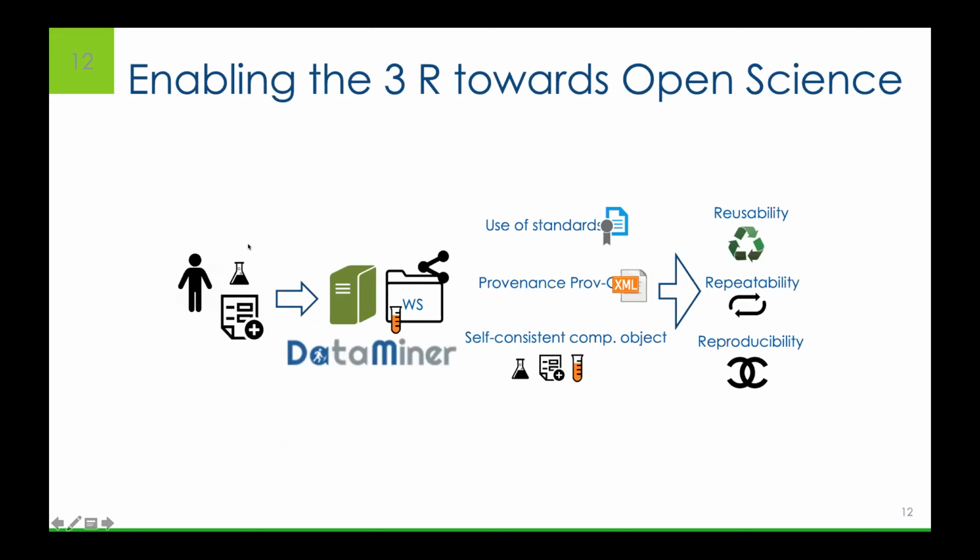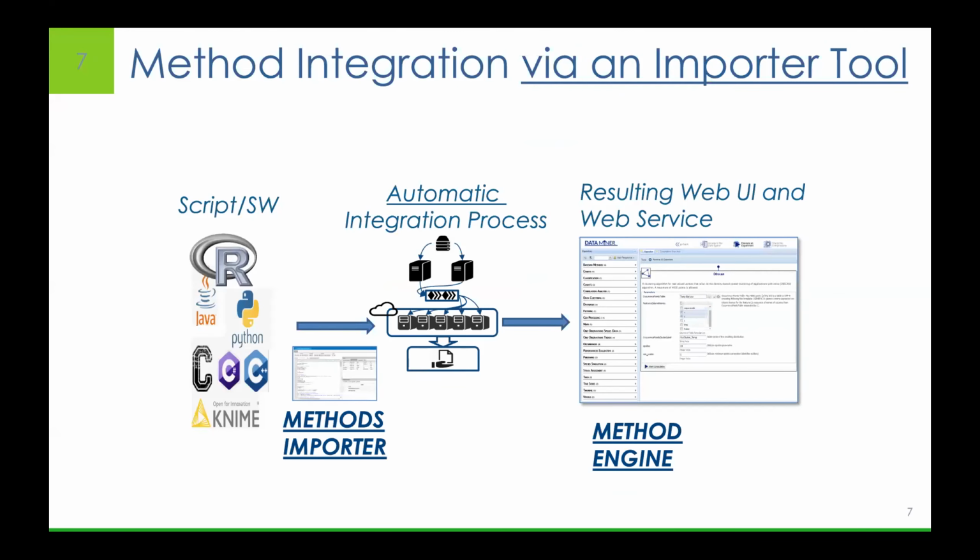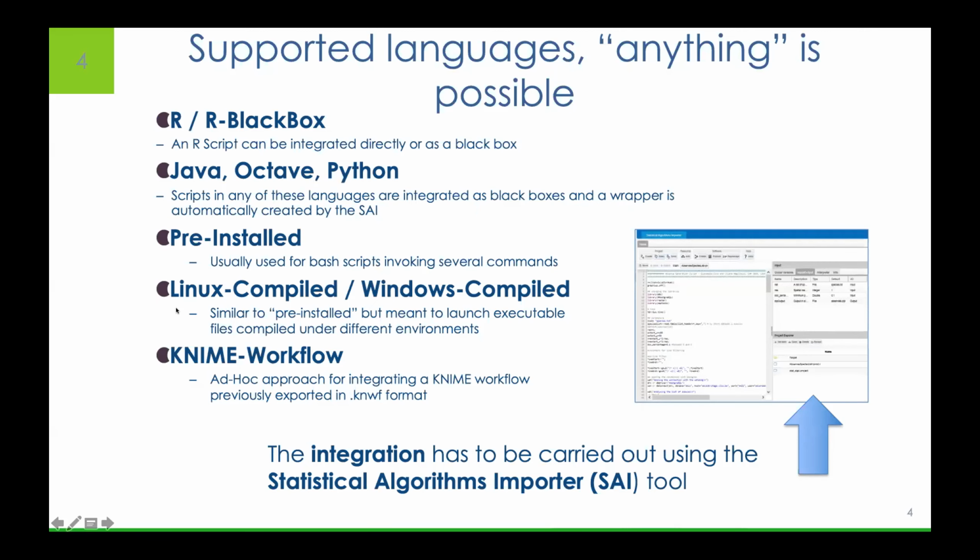Okay, I want to close this presentation with a part that I couldn't present because of timing restrictions. Basically, the way that methods get into the method engine is through an importer. You have your script in R, Python, C. We also support KNIME workflows. And we have an interface called the method importer that, through an automatic integration process, creates the interface for you and makes it available on the infrastructure, in the method engine, sorry.